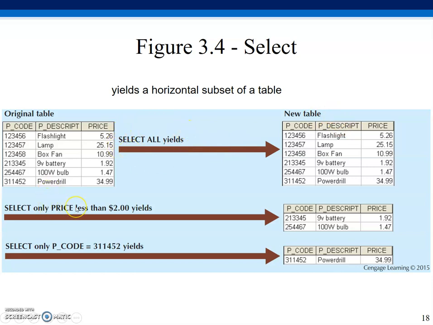If I want to select only certain rows and I impose a condition like price less than $2, then obviously I will only have two records that satisfy this condition, and you have got two records here which have a price less than $2. And again, another example, product code equals 311452, which is here. If I just want to display only the record which satisfies this condition, then obviously I'll just get one row.